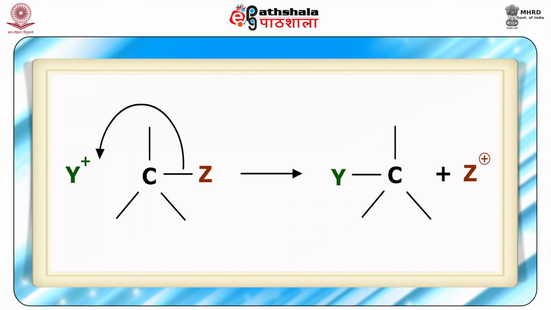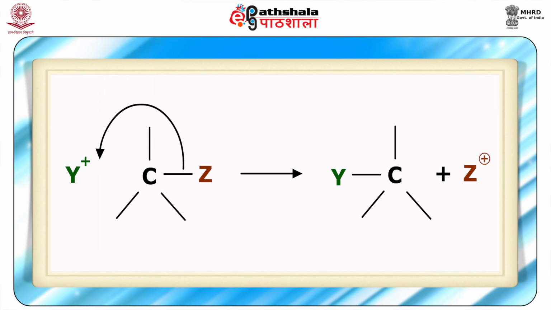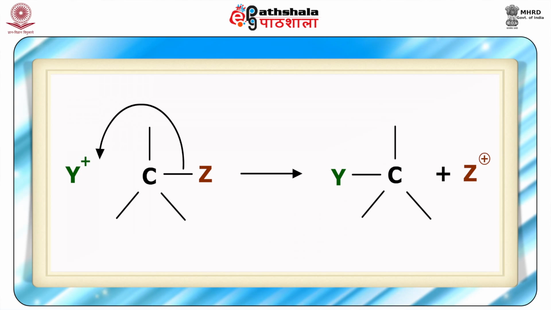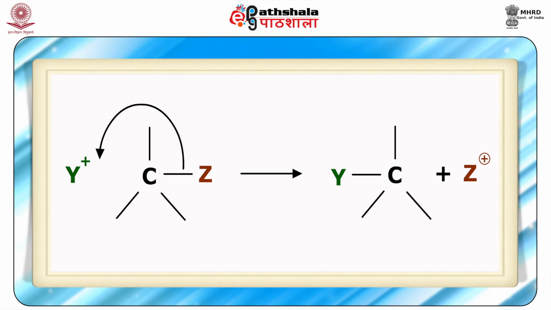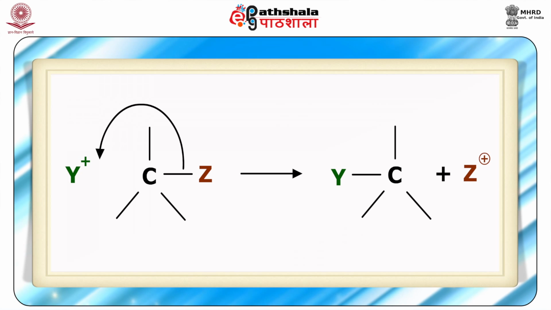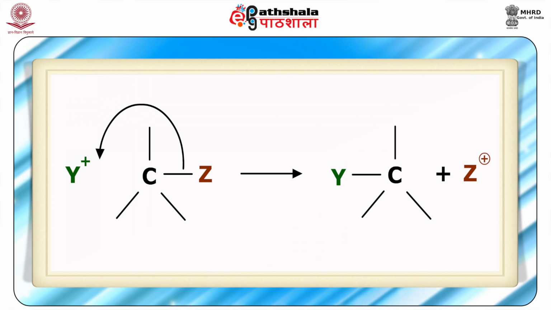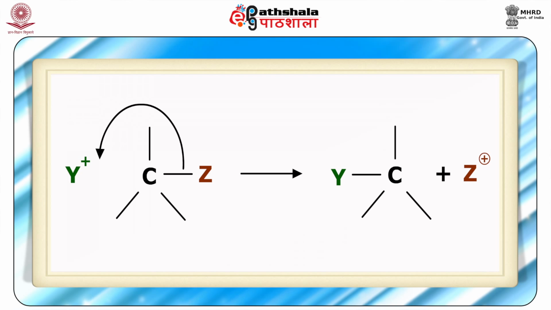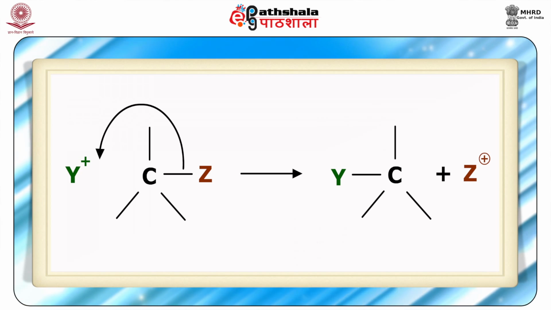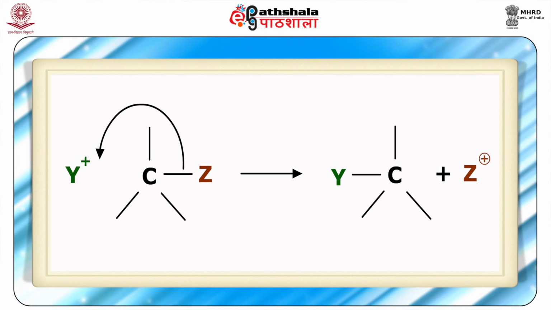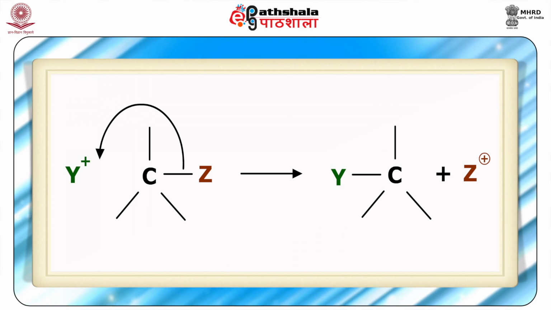The second option is the attack of the electrophile from the rear or back side, and this is called SE2 back, and this leads to inversion of configuration, analogous to the SN2 attack. You can see here that Y plus is the electrophile attacking from the back side, opposite to the leaving group Z, and then these electrons form the bond between Y and C, and eventually Z goes out as Z plus. So, this is the SE2 back mechanism that you can see here.